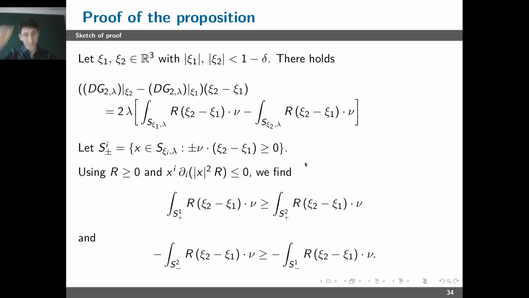Okay, now if we use that the scalar curvature is non-negative and if we also use the growth condition, we can show that the positive contribution in this first integral, so the integral over the hemisphere S1 plus, is larger than the positive contribution of this integral over here, which with the minus sign becomes a negative contribution. Likewise, we can show that the negative contribution of the second integral, which with the minus sign becomes a positive contribution, is larger than the negative contribution of this first integral over here. And putting these inequalities together, what we obtain is that this term over here is greater or equal than 0, so the gradient of g2 lambda is monotone, and this proves the proposition.